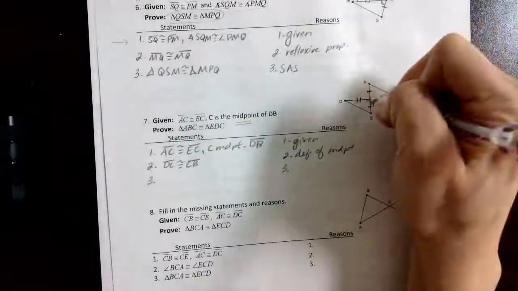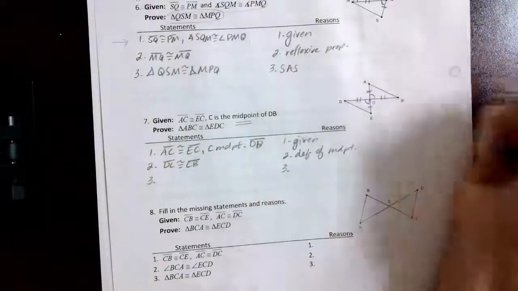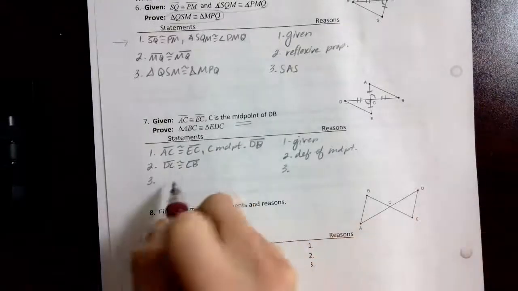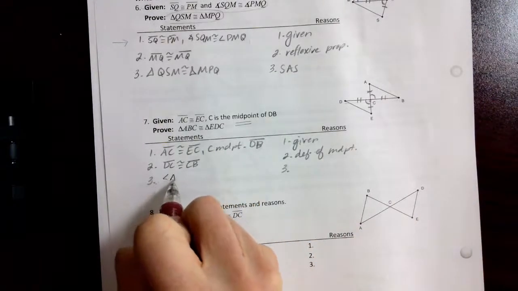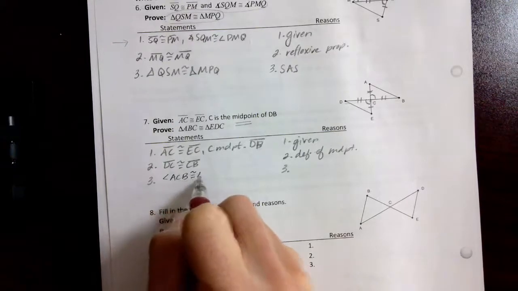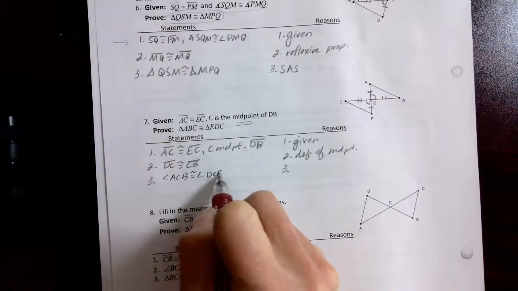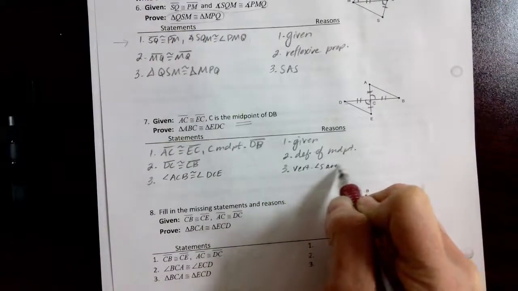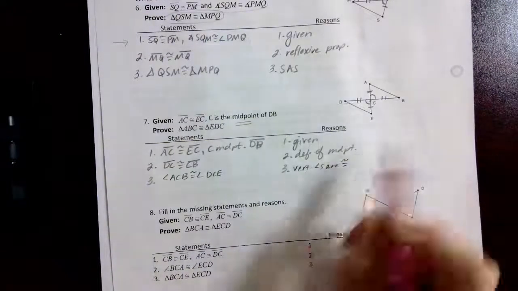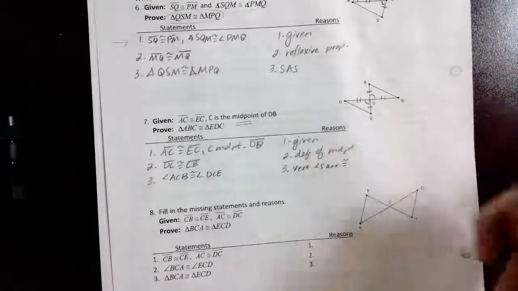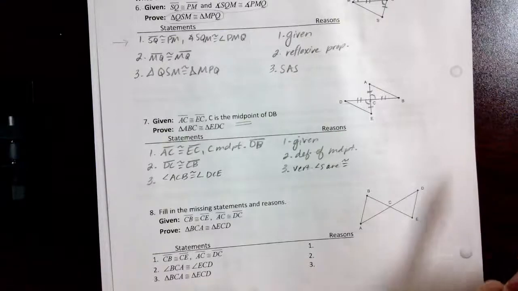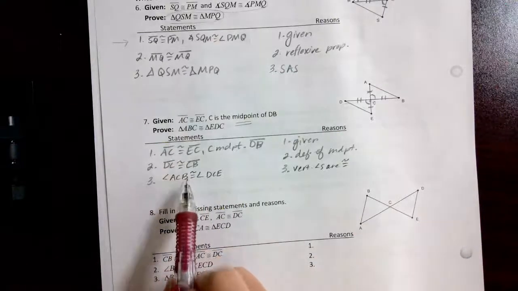I know that this angle here has to be congruent to this angle here because they are vertical angles. Okay, so I'm going to say angle ACB is congruent to angle DCE, and my reason is that vertical angles are congruent. Okay, notice I don't just write vertical angles, I actually have to state the relationship. Vertical angles are congruent. Okay, from here, if I count, I have 1, 2, 3 pieces congruent.